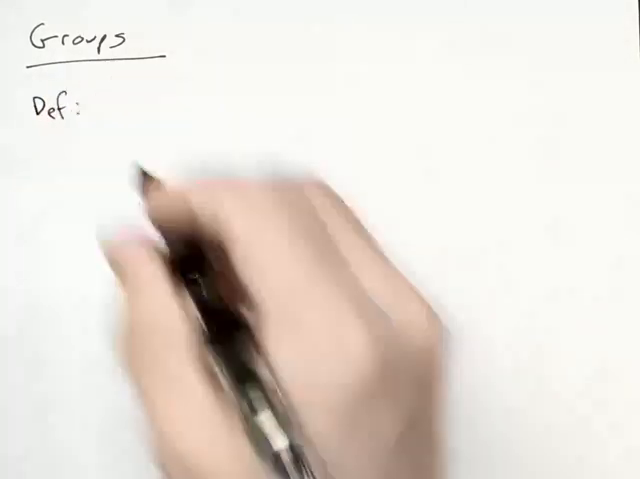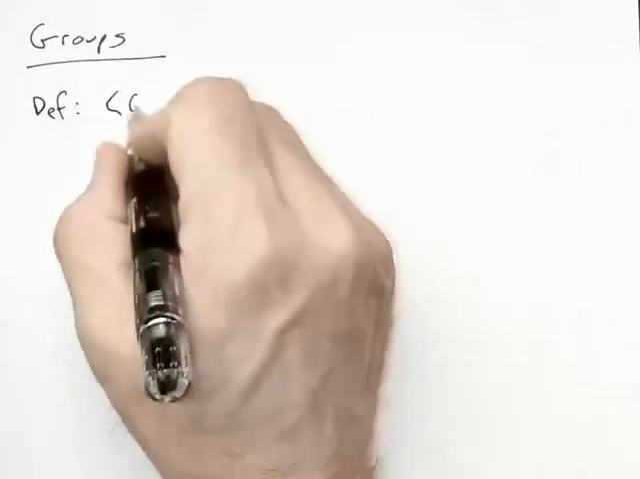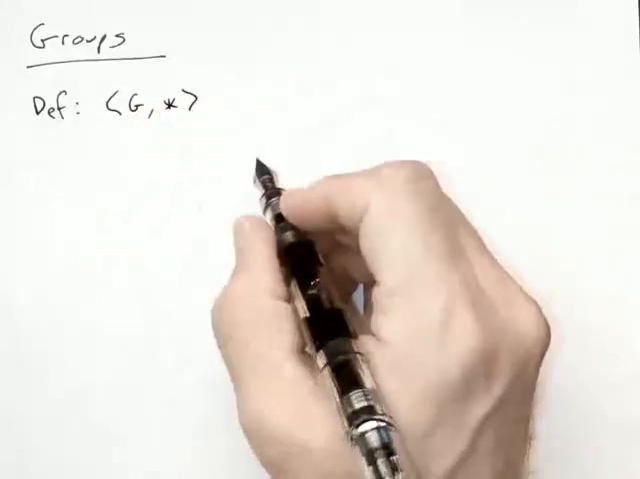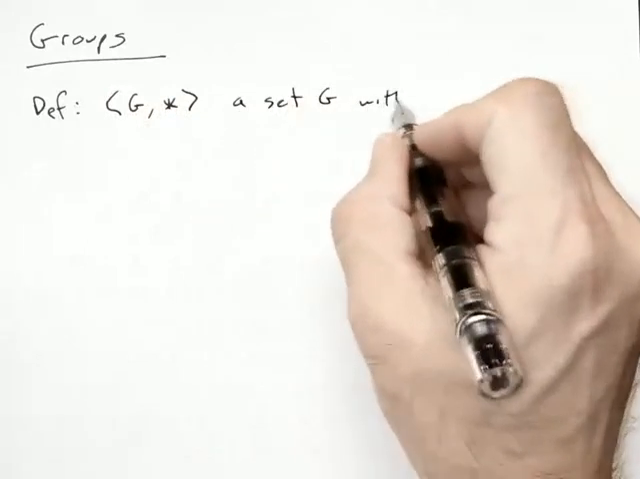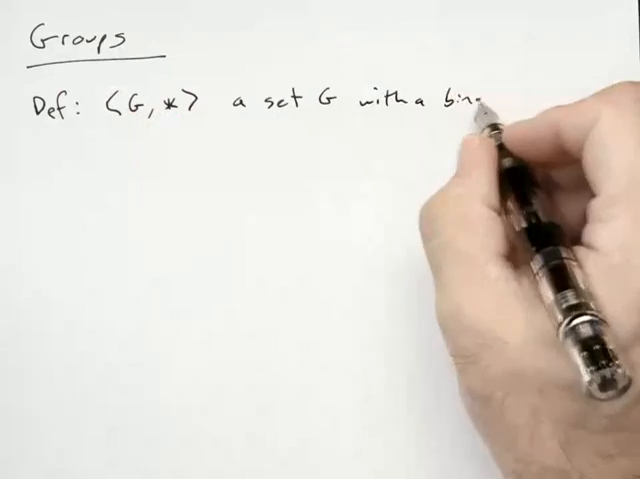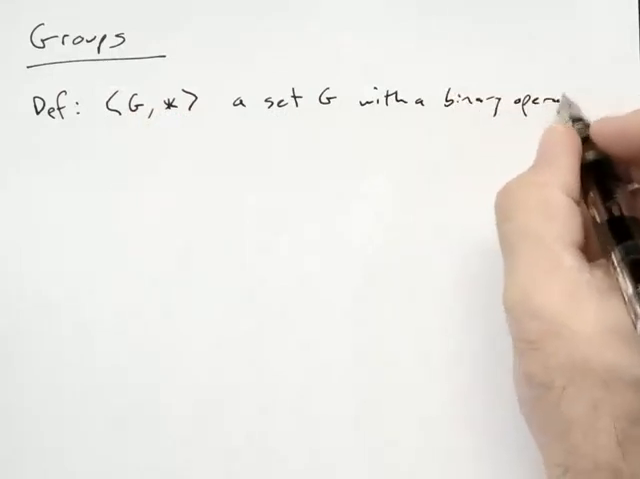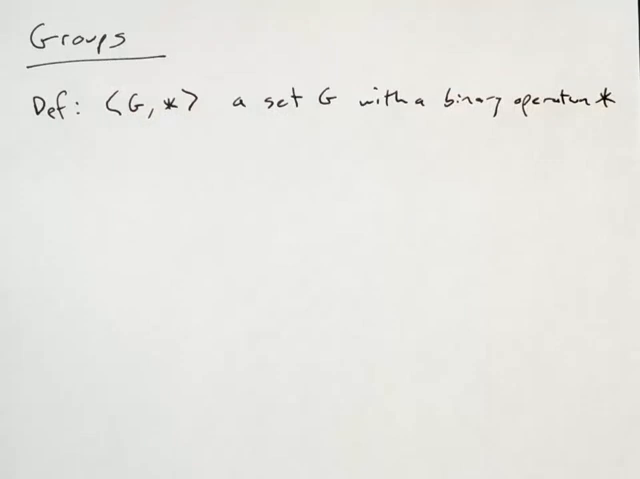And that means a definition. I need a set and a binary operation. Yes, sir. Are those angle brackets or parentheses? I've written those angle brackets. You'll see them as lots of different things. Okay. But at the moment, they're angles.